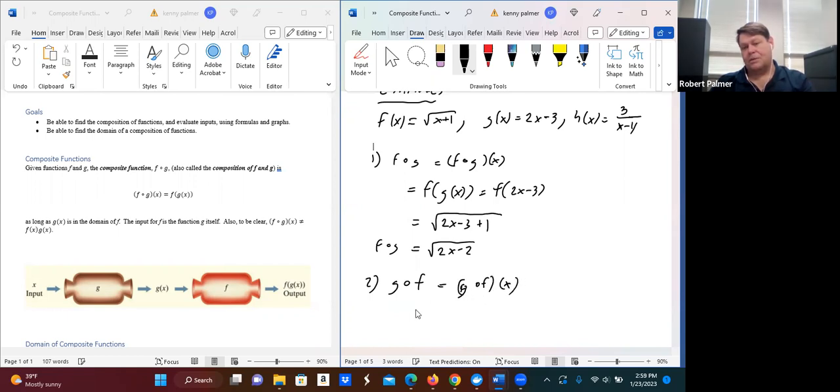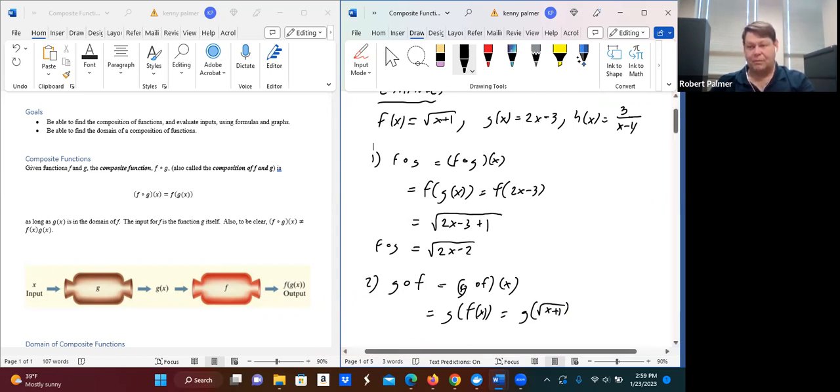Of x. Okay, let's do the other order. Now, what's that going to look like? Well, in a similar way, it means my function g is going to be my function f. And what that means is my input, my function g, is going to be the square root of x plus 1. So in my function g, wherever I see an x, I'm going to replace that x with the square root of x plus 1.